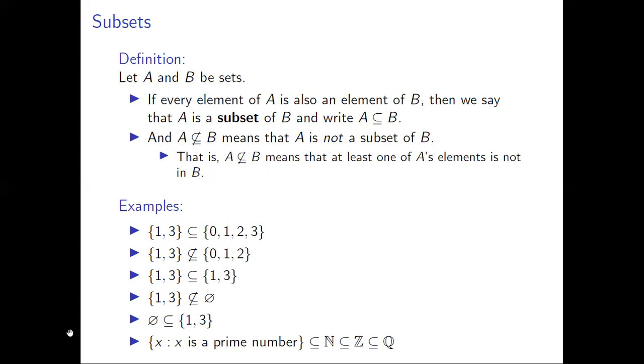So the set Z is a subset of the set Q. And in turn, Q is a subset of R, the real numbers. So every rational number is a real number.